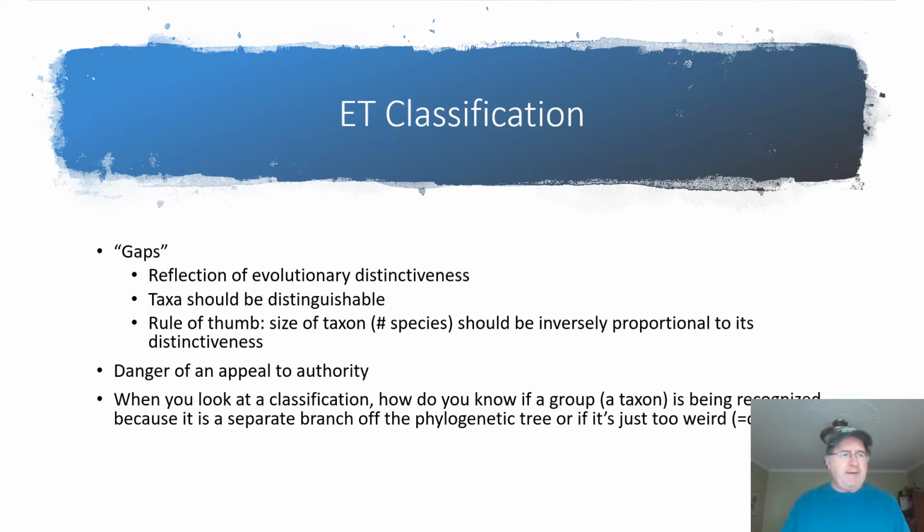If you're classifying a group of closely related organisms, then generally the idea is that the size of the taxon that you have should be inversely proportional to its distinctiveness. In other words, if you're just dealing with a few species and you're trying to figure out how these should be best classified into genera, if you're only dealing with a few, 5 species, then they better be pretty distinct in order to put them into different genera.